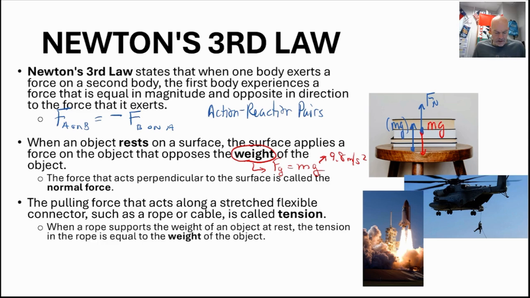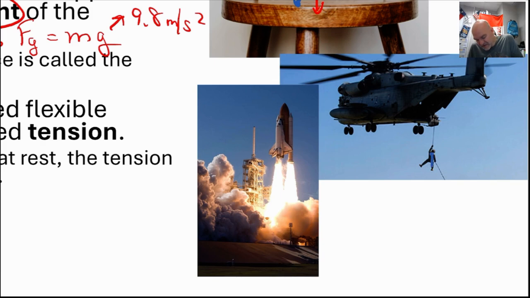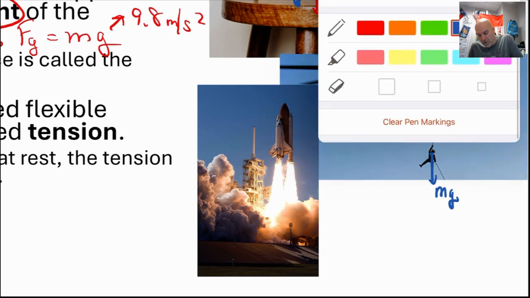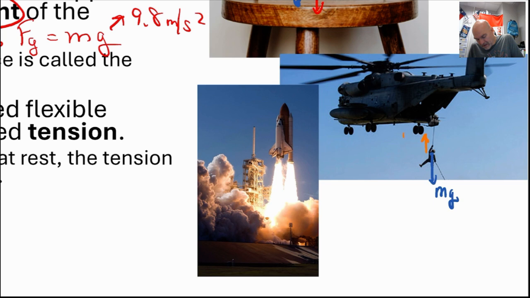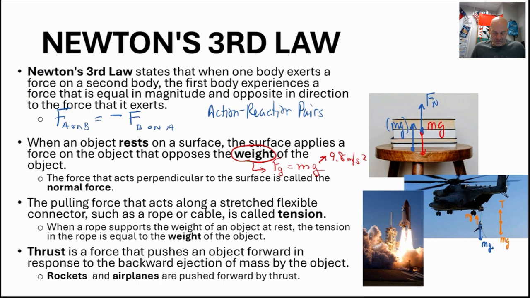But if we're looking at the books themselves, that force that is exerted upward is what we call the normal force. Now, when you have cables or ropes, you have what's called tension. So tension will be the opposing weight force. Sorry for the small picture, but this soldier is rappelling down with a force of mg. The rope is going to exert a force up on them equal to mg, but when you look at the soldier or the rope itself, it's going to have a force of tension. Really what we're looking at here is what is opposing this weight force.